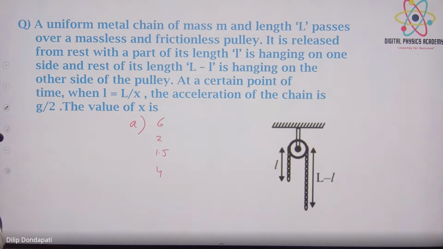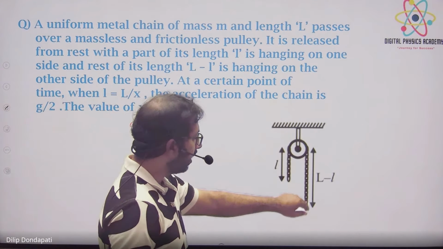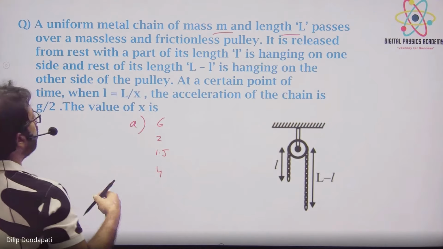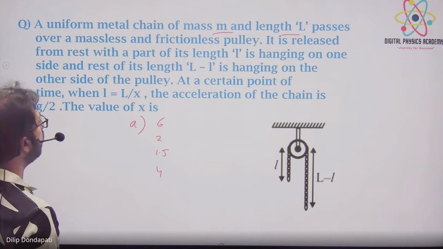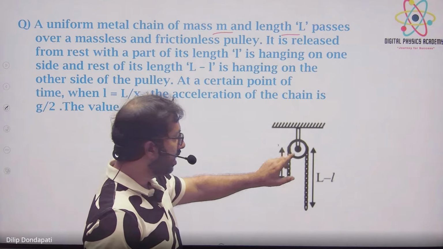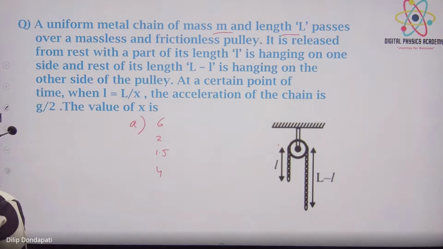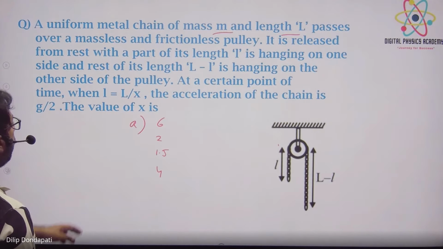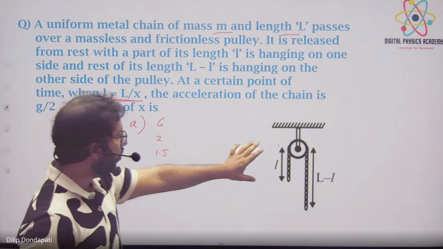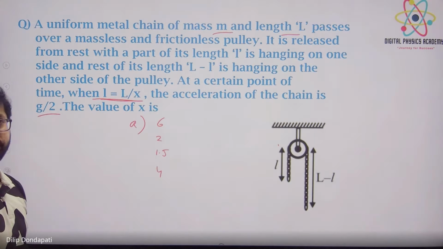So what is it saying? A uniform chain of mass m and length L. Total length is L, capital L, and total mass is small m. It passes over a massless pulley. It is released from rest with a part of the length l hanging on one side. देखो, small l is hanging this side, and the remaining L minus l length is hanging on the other side. At a certain time, when l is equal to L by x, the acceleration of the chain is g by 2. At that time, what is the value of x?